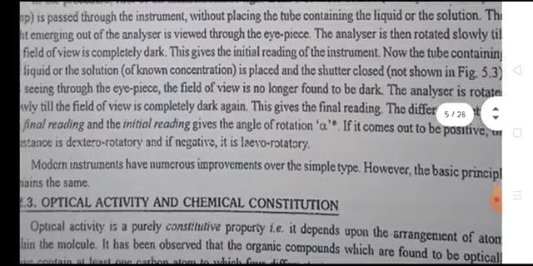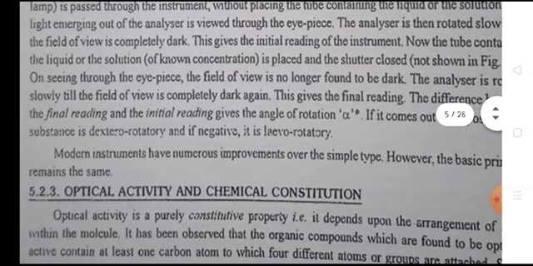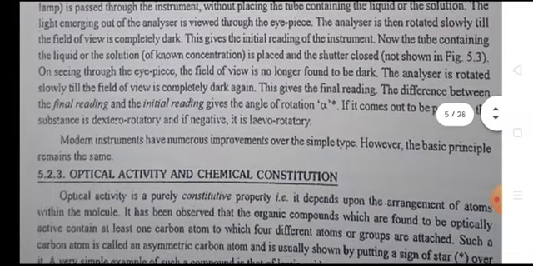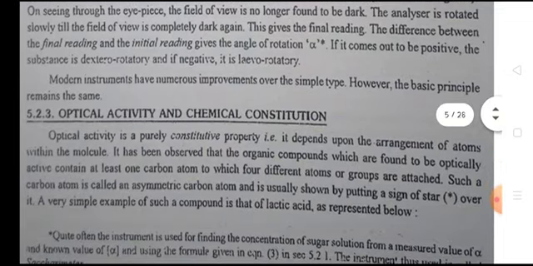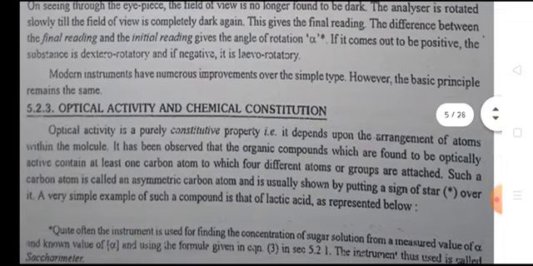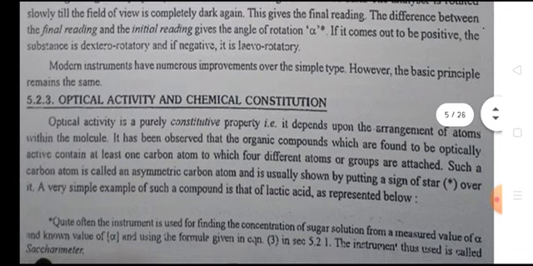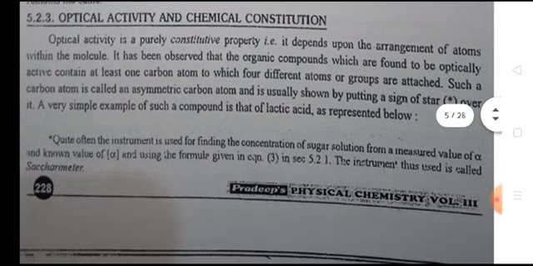Now the tube containing the liquid or the solution is placed and the shutter closed. On seeing through the eyepiece, the field of view is no longer found to be dark. The analyzer is rotated slowly till the field of view is completely dark. Again, this gives the final reading. The difference between the final reading and the initial reading gives the angle of rotation, called alpha. If it comes out to be positive, the substance is dextrorotatory, and if negative, it is called levorotatory.